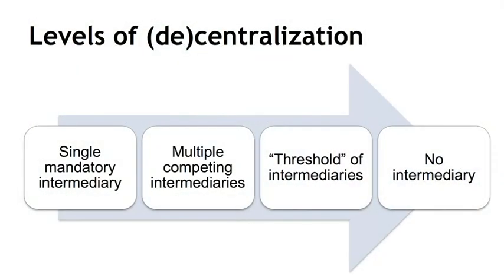Okay, so let's put what we've seen in a spectrum. On the one end, in terms of the most centralized system, is a single mandatory intermediary. We also just looked at multiple competing intermediaries. And there's one more intermediate step, which I'm calling a threshold of intermediaries. We haven't looked at that so far. We'll see that near the end. But finally, what we started out seeing with smart property is complete disintermediation, no intermediary. So I would put all of these on a spectrum. It's not completely distinct categories, but it's useful conceptually to think of them that way.